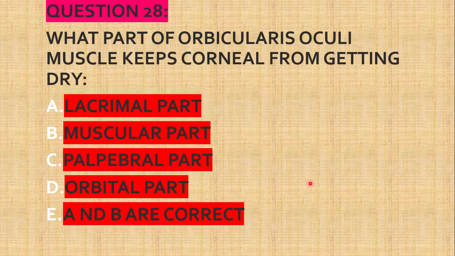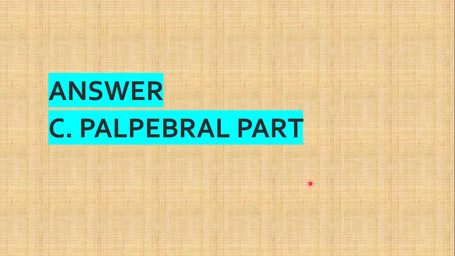Question 28. What part of orbicularis oculi muscle keeps the cornea from getting dry? A. Lacrimal part. B. Muscular part. C. Palpebral part. D. Orbital part. E. A and B are correct. The answer to this question is the palpebral part. Okay, it keeps the cornea from getting dry. Very faithful part. The palpebral part of the orbicularis oculi. All right.